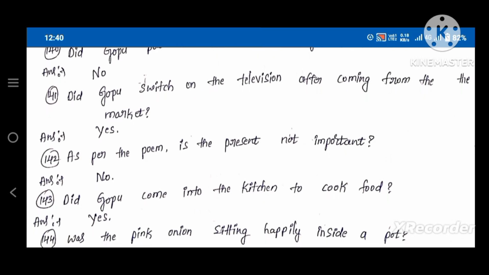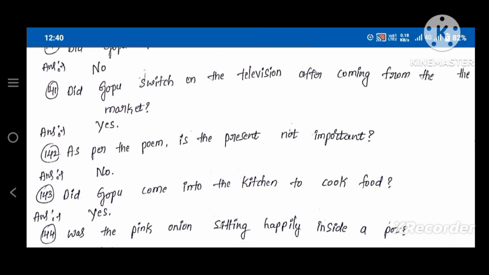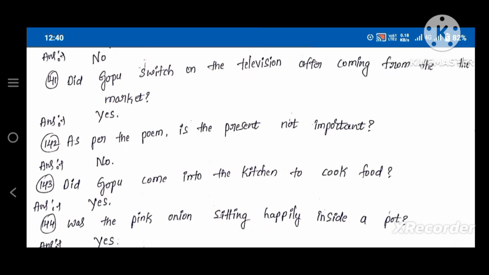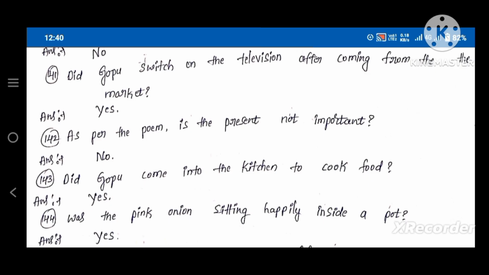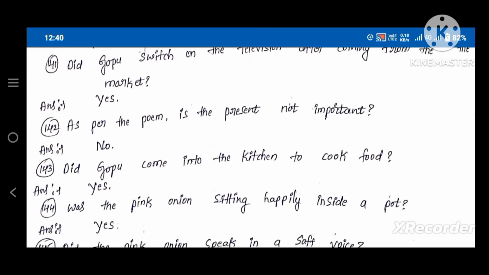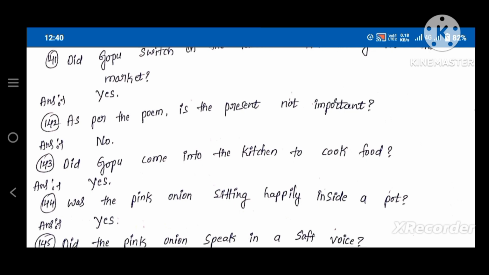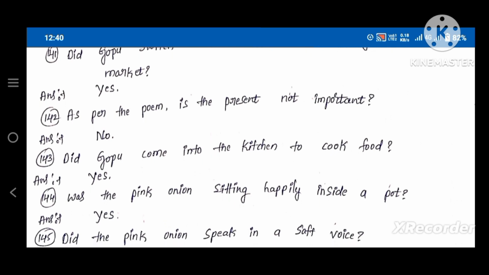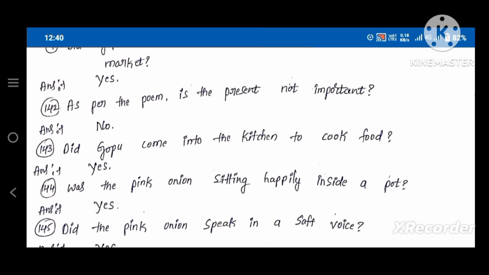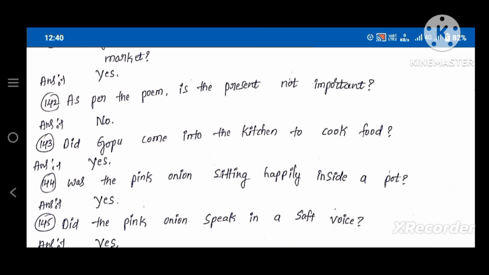Did Gopu switch on the television after coming from the market? Yes. As per the poem, is the present not important? No. Did Gopu come into the kitchen to cook food? Yes. Was the pink onion sitting happily inside a pot? Yes. Did the pink onion speak in a soft voice? Yes.